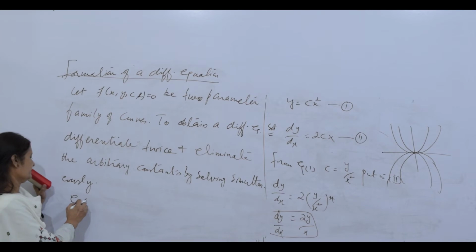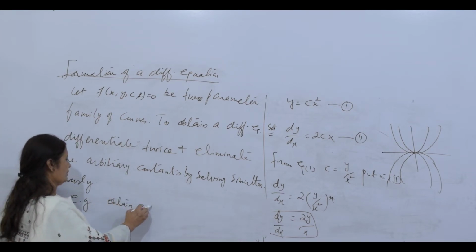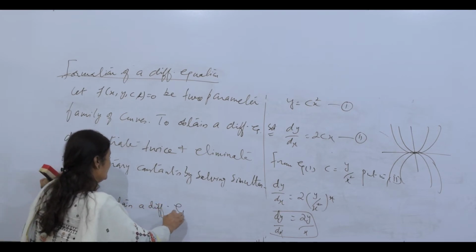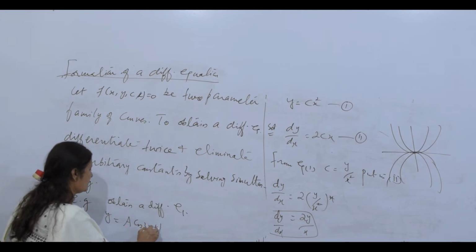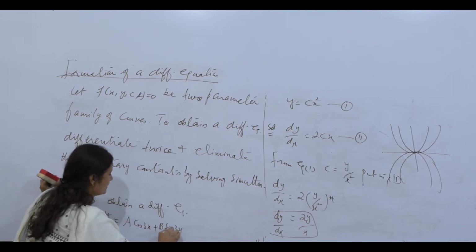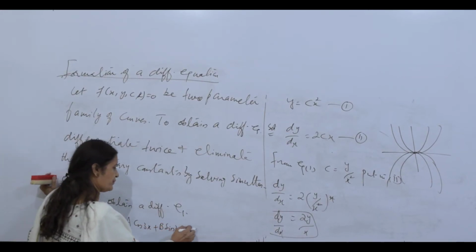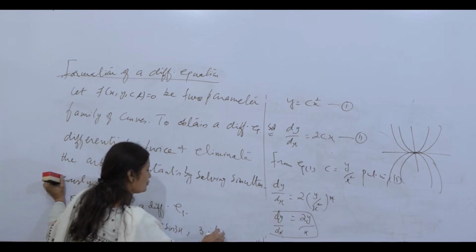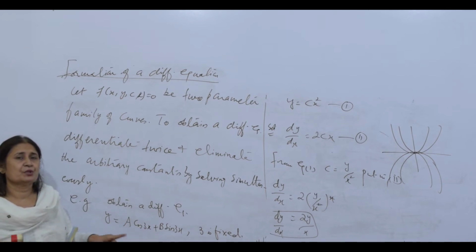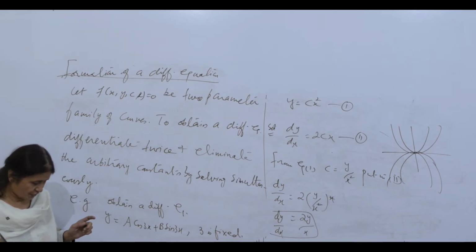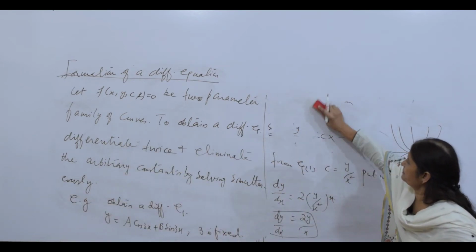So for example, obtain a differential equation. I am giving you a curve: y equals A cos 3x plus B sin 3x. This is a function where A and B are two constants. 3 is fixed, 3 is not going to be a parameter. Whatever the values of A and B, the 3 will not change. So how do we obtain a differential equation whose solution is given?